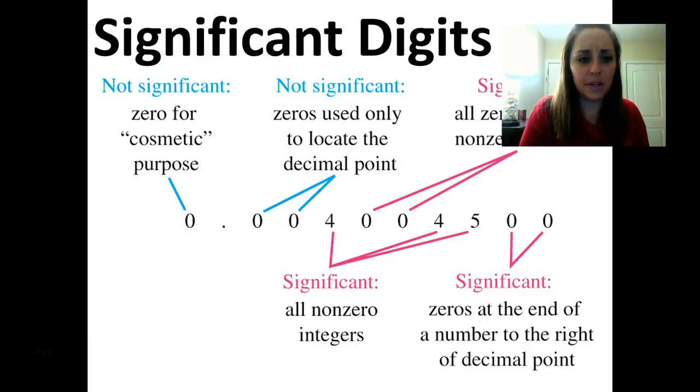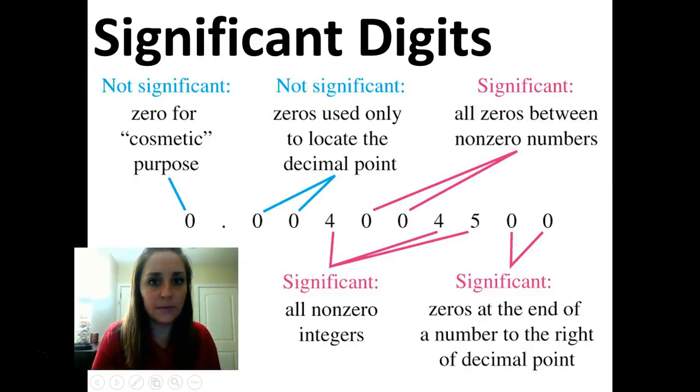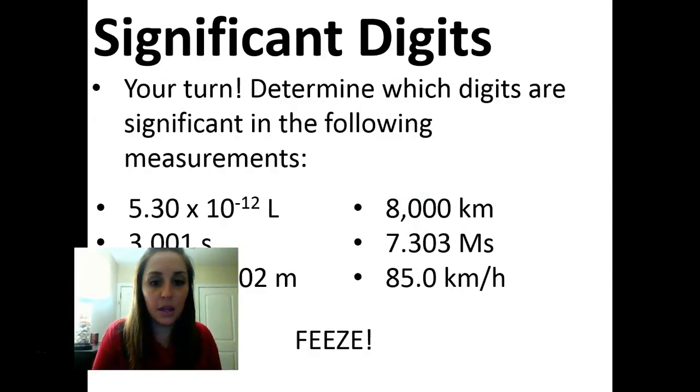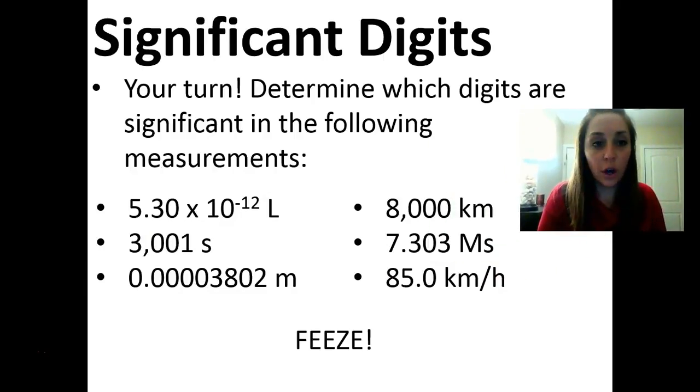Here's a kind of a summary of the rules if you want to freeze this frame and look at it for a bit. Okay, so now it's your turn. You're going to go through these 6 problems and figure out which ones are significant and which ones are not. So I want you to just highlight the digits that are significant and then freeze the frame while you do it and come back and we'll have the answers.